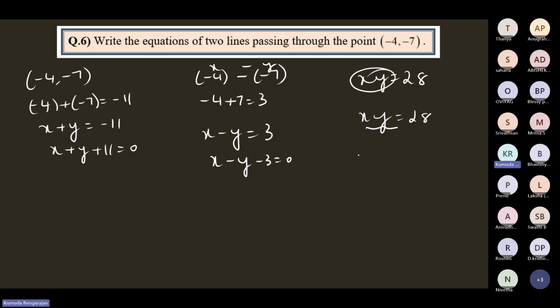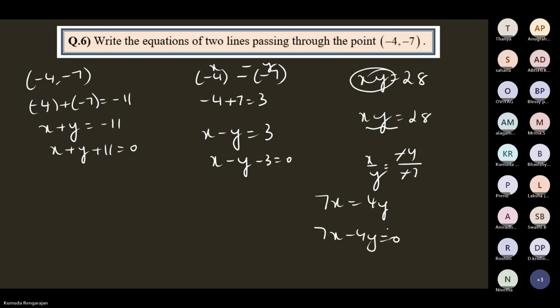Now you can divide. -4 by -7, that is x by y. x divided by y is equal to -4 by -7. Minus and minus get cancelled. On cross multiplying, you get 7x is equal to 4y, or 7x minus 4y is equal to 0.